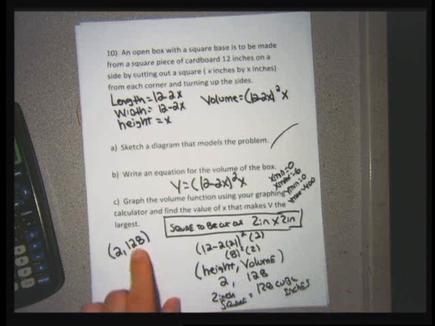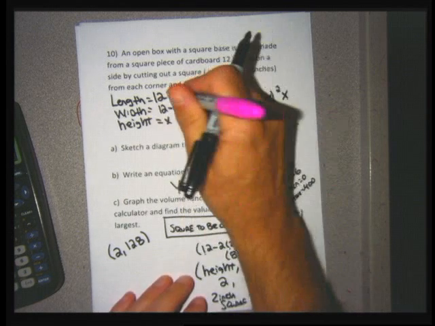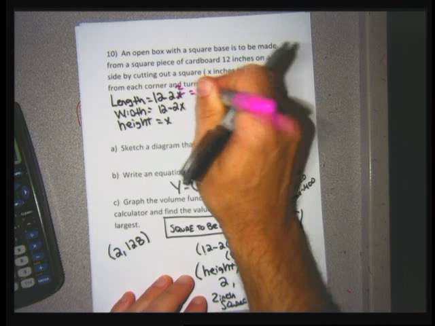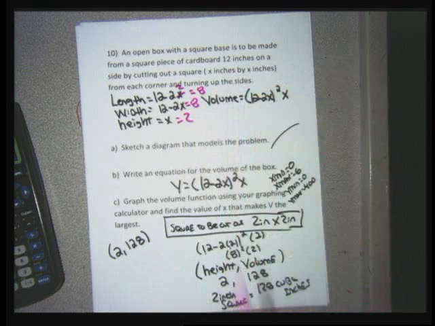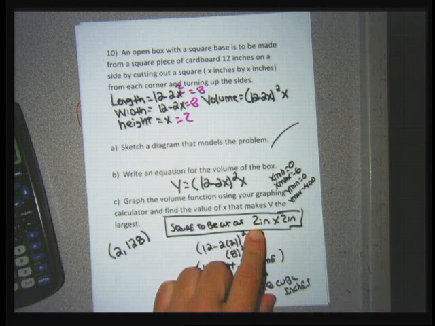It doesn't say what's the volume, but it wouldn't be wrong to say the volume is 128 cubic inches, and it doesn't ask for the length or the width. But if I plugged 2 into this formula and did 12 minus 2 times 2, it'd be 12 minus 4, which is 8. This box would be 8 inches by 8 inches by 2 inches. Doesn't want any of that. The only thing that's asked for is the size of the square to be cut out.